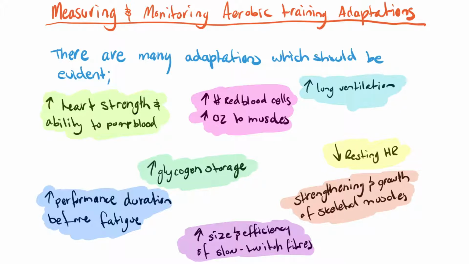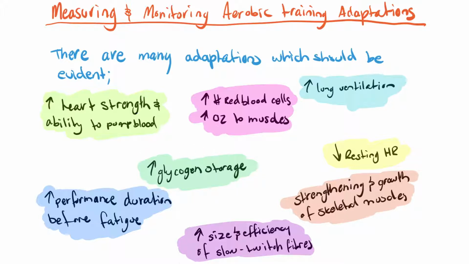Now, when we have blood pumping around the body, obviously we then have increased lung ventilation, because we need the lungs to work and to ventilate, to put oxygen in the blood. As a result of that, we have an increase in red blood cells and therefore an increase in oxygen to the muscles. And if we have an increase in oxygen to muscles, we can then increase our glycogen storage.